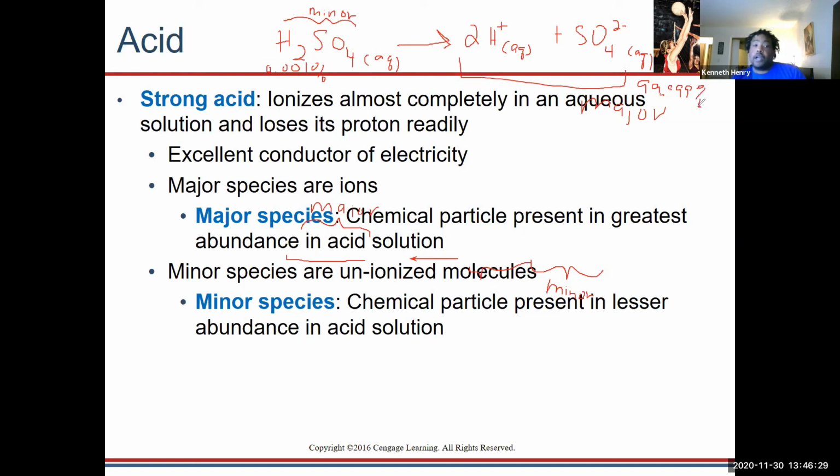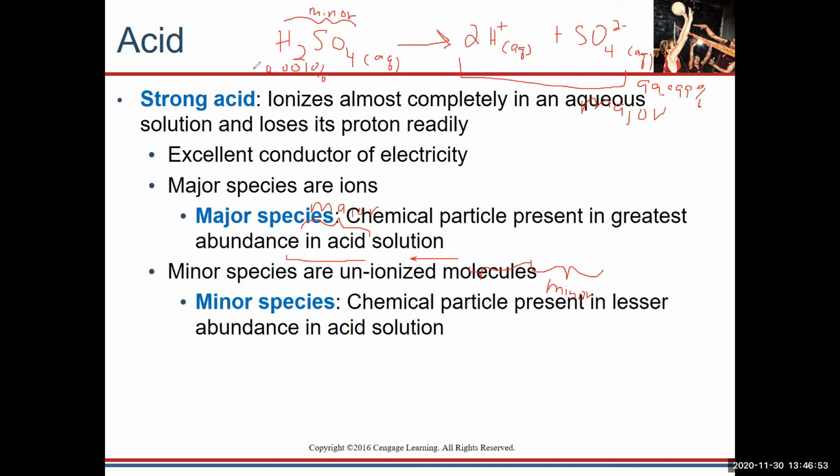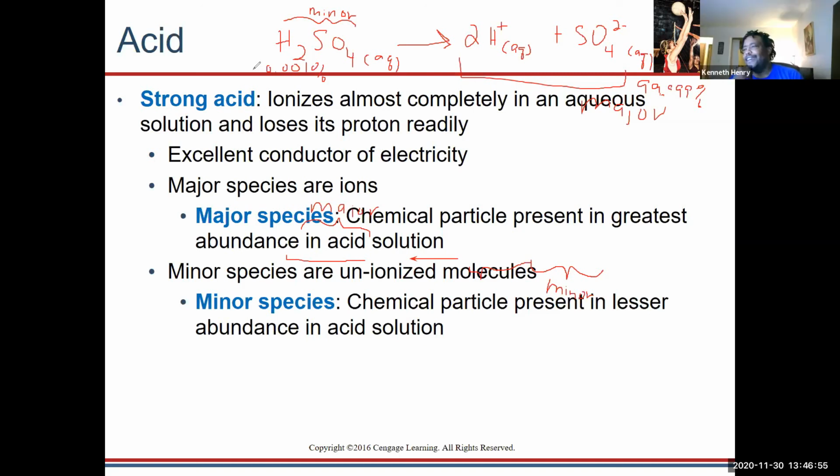Okay, now strong acids conduct electricity strongly, so your light is going to be really bright, and you're going to see mainly the ions. So a large percentage is going to be the ion. Your minor species is going to be the unionized form. Unionized means that it's not broken up into its ions. You got it?